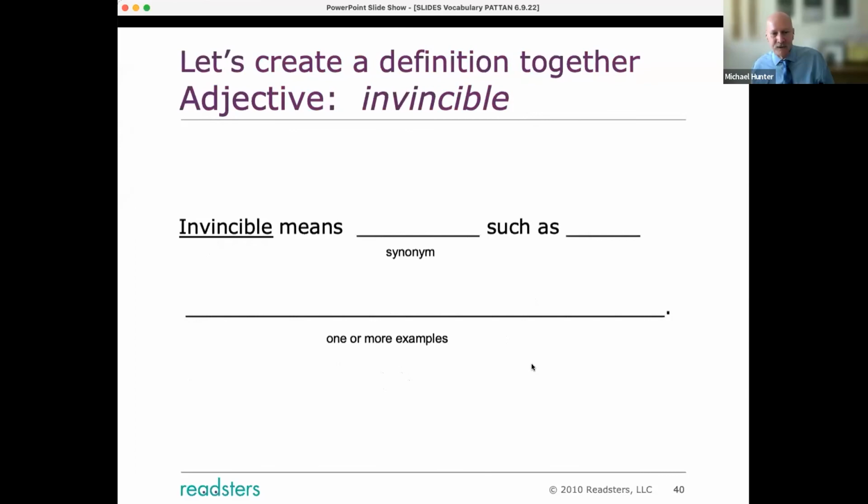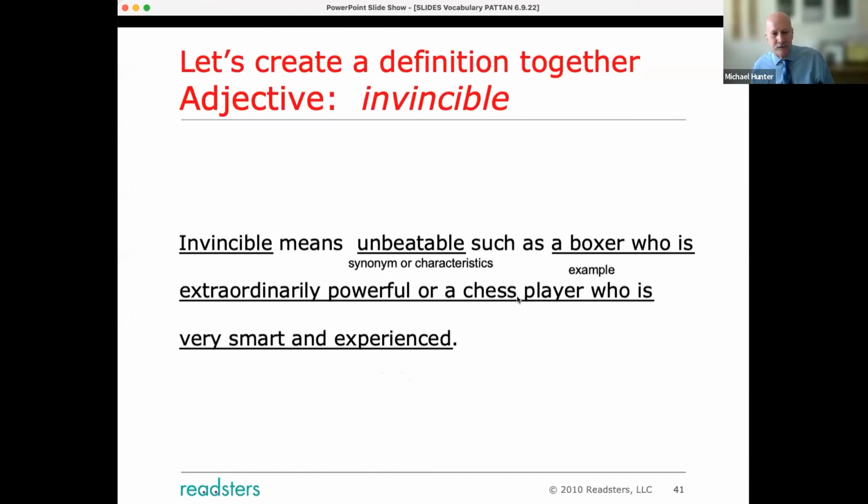An adjective, invincible, means unbeatable, such as a boxer who is extraordinarily powerful or a chess player who's very smart and experienced.